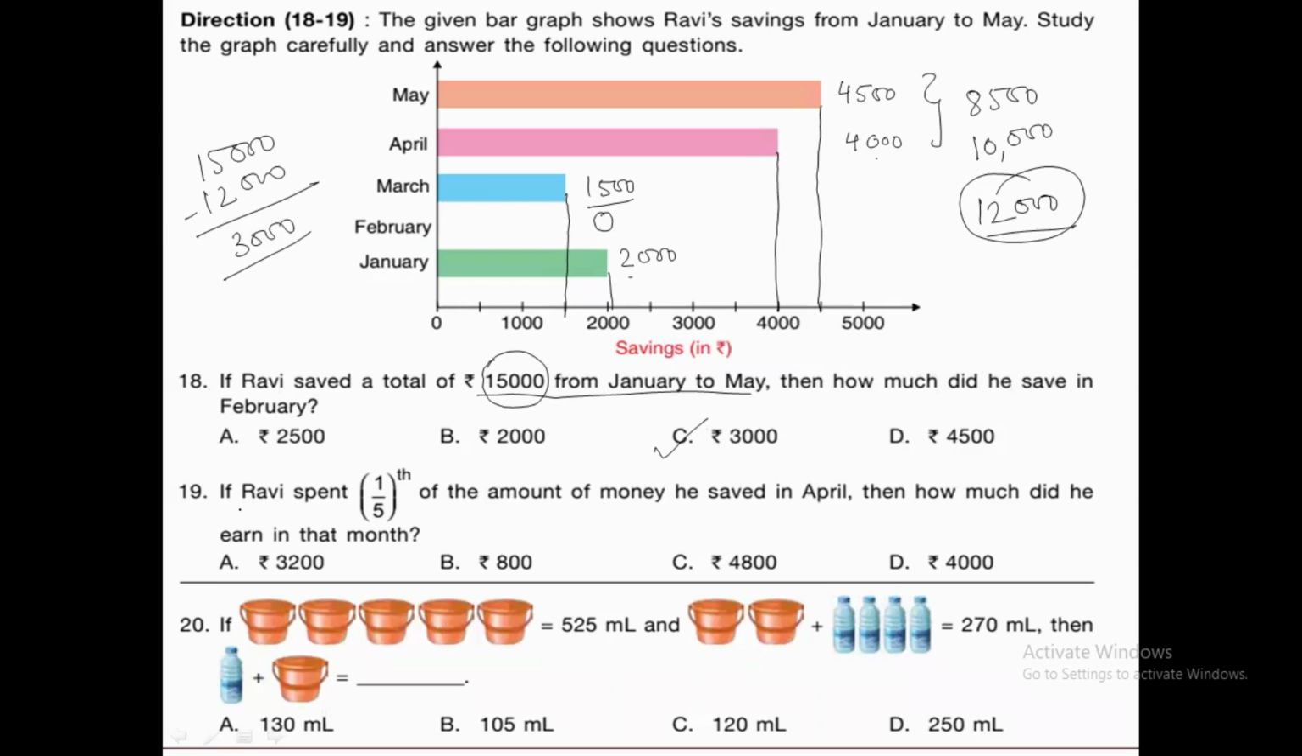The question is saying that Ravi spent 1/5 of the amount of money he saved in April. Okay, so how much money did he save in April? In April, he saved 4,000 rupees. Then how much did he earn in that month? Okay, so 4,000 rupees are there. Now he spent 1/5 of the amount, so we need to find 1/5 of 4,000.